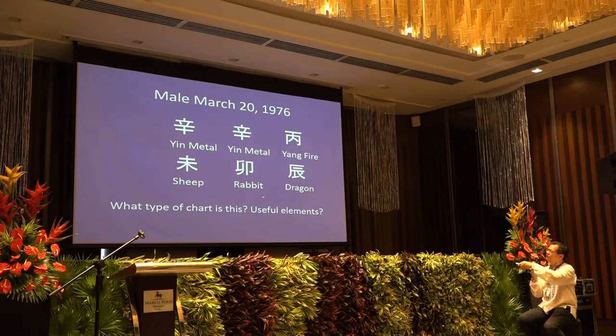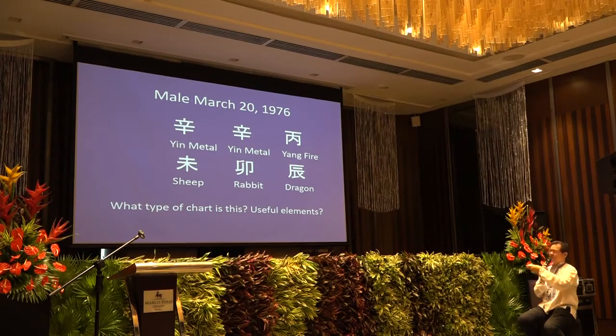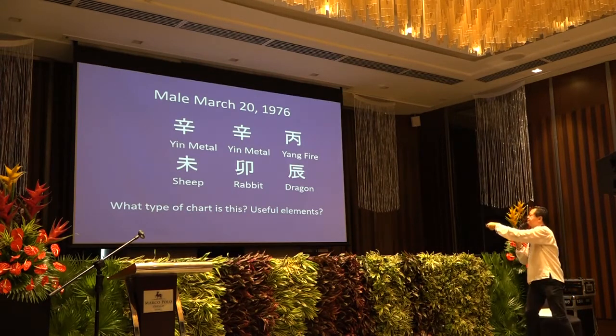So the useful elements would be wood is number 1. Number 2 would have to be water. So what destroys wood? Metal, number 5. What destroys water? Earth, number 4. So fire will be number 3. So this is a follow the wealth wood chart. Useful elements, wood and water. Negative elements, metal and earth. And fire number 3. So let's have a look at the summary.